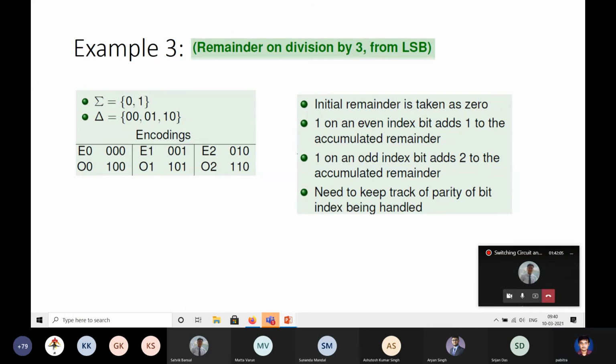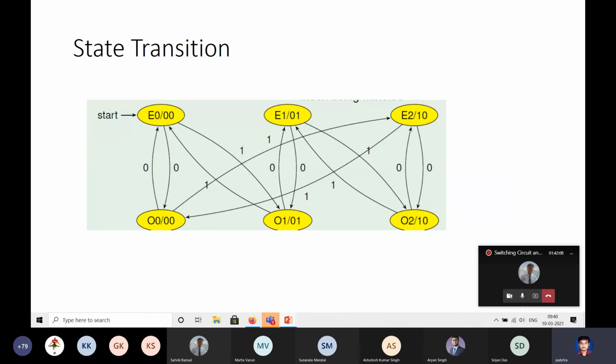Okay, so let me draw the transition diagram. So this is what we have said. E0 on input 1 moves to O1. E0 on input 0 moves to O0. E1 on input 1 moves to O2. So this is the rule.